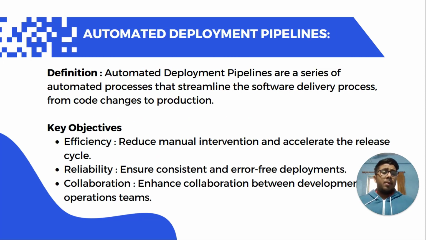Next, what are automated deployment pipelines? They are just a series of automated processes that streamline the software delivery process. It is a series of steps where everything is automated. So what are the key objectives? Efficiency, as we are decreasing manual intervention in between. Reliability, as we are testing at each and every portion. And collaboration, because for making everything automated, the platform ops team, DevOps team, SRE team and testing team are all working together to automate it.